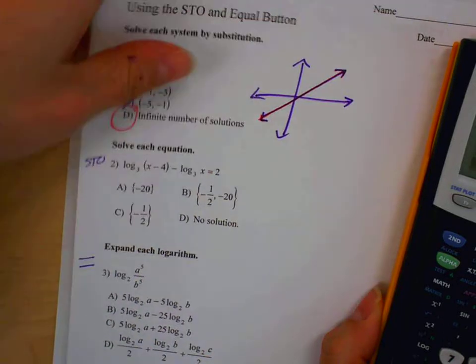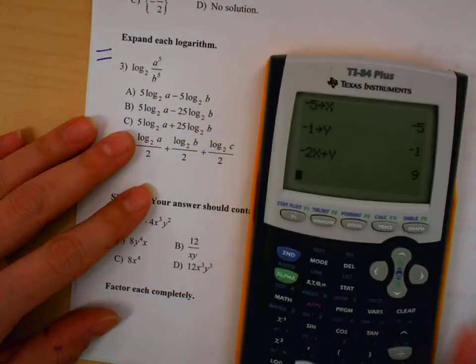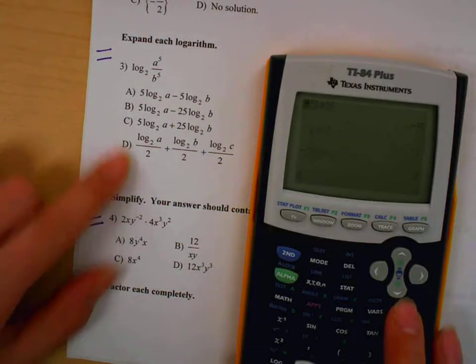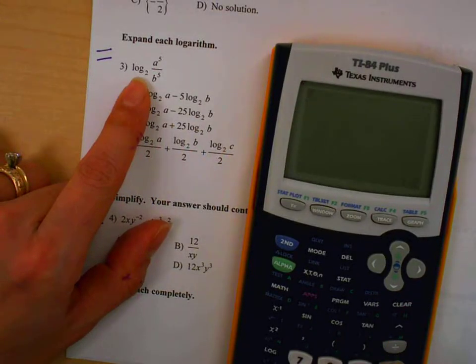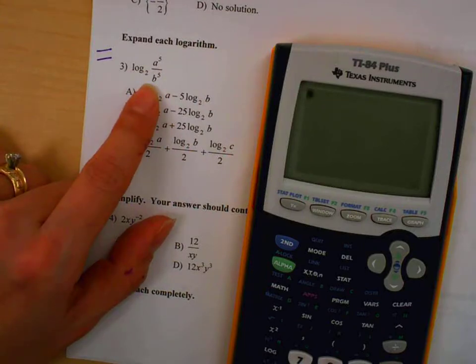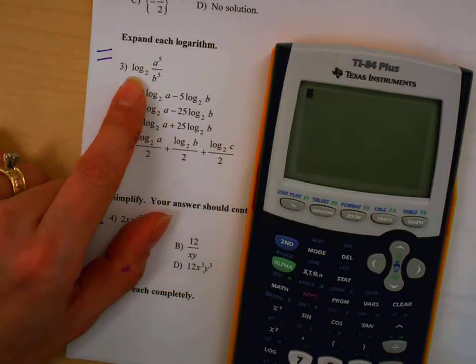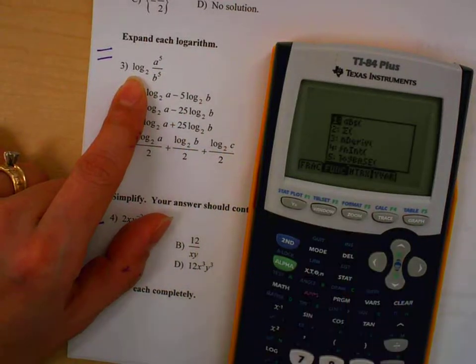All right, let's try an equal button one. So let's try number 3. So we've got log base 2 of a to the 5th over b to the 5th. So remember to type in logs if it's not base 10 or base e. It's alpha window 5. So log base 2.